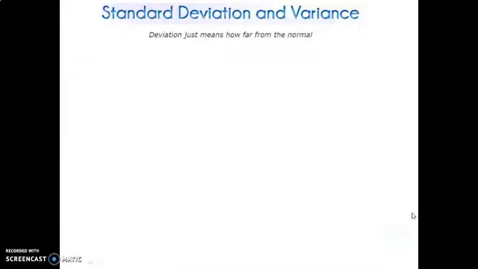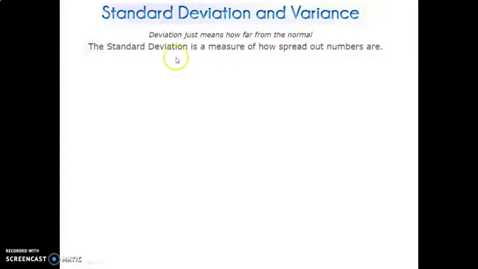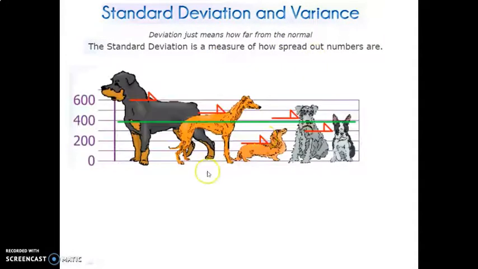Okay, standard deviation and variance. To deviate just means how far are you from the normal. So standard deviation means how far we are away from the mean. Let's take a look at this through an example. Standard deviation is a measure of how spread out numbers are. Our example is this: we have some dogs, and you have measured the heights of these dogs to their shoulders.